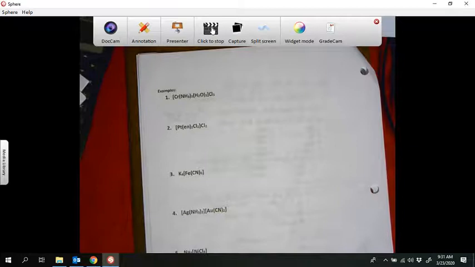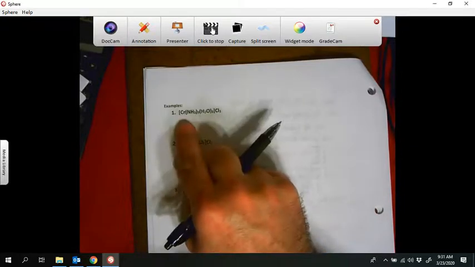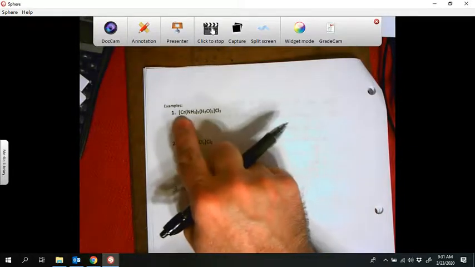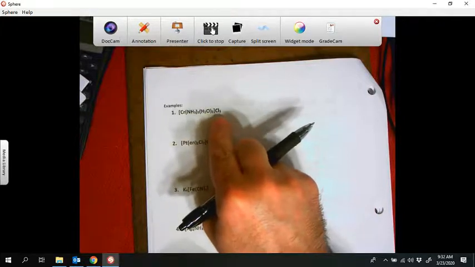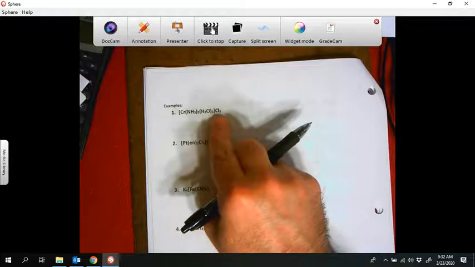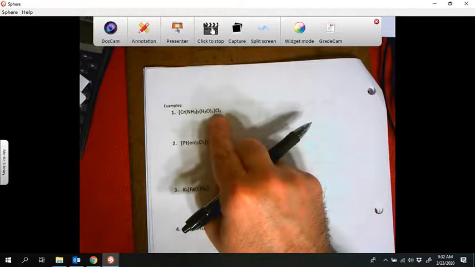So if we look at our first example, we can see that there are brackets around the Cr the whole way to the end of the H2O. So that is our cation. Our anion is Cl3. So things that you might want to have out are your periodic table, your ligand list, your names of metal anions, and your note packet. So it's a lot of things, but all of these are going to be very useful.